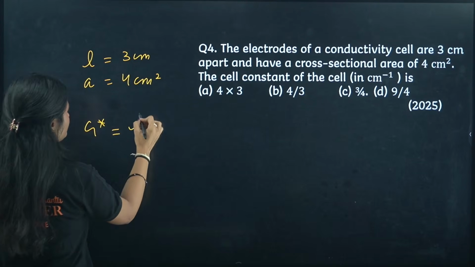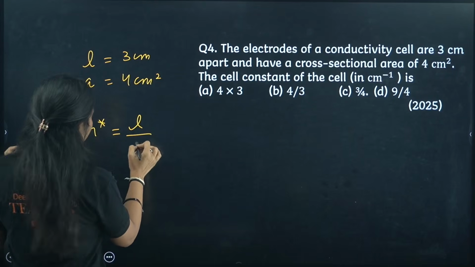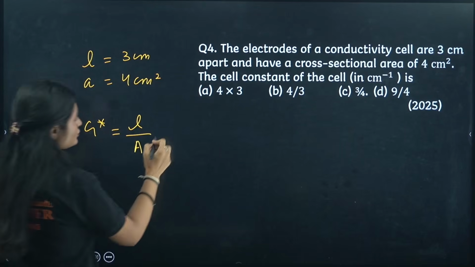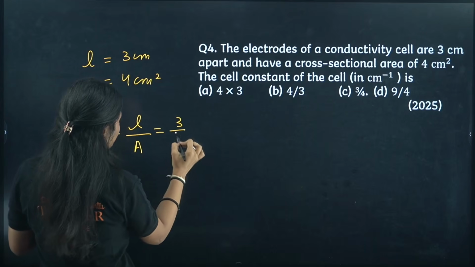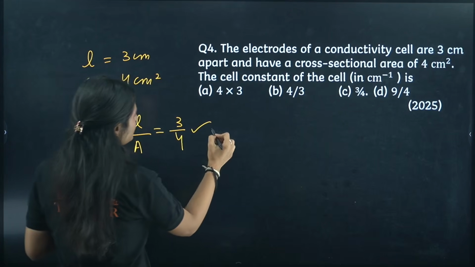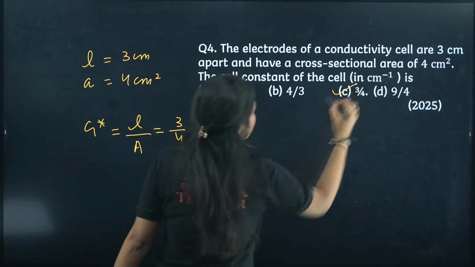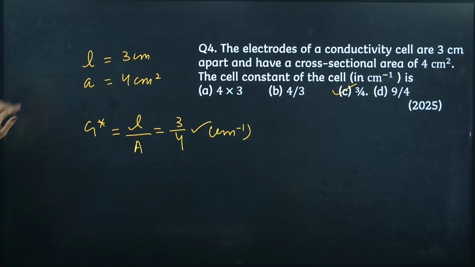Cell constant is equal to the distance between the electrodes divided by the area of cross-section. So here, it is 3 by 4. That will be your cell constant. Obviously, the unit is centimeter inverse. So that means your correct answer is option C, 3 by 4.